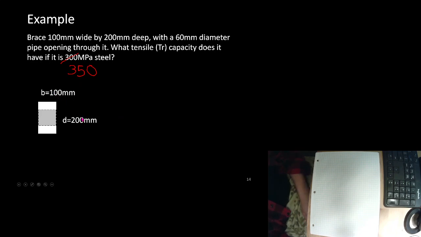So we've got 100 by 200 with an opening in it, and we've got 350 MPa steel. So we want to know what tensile capacity does it have, or what tensile resistance do we have. So let's go through this calculation here.